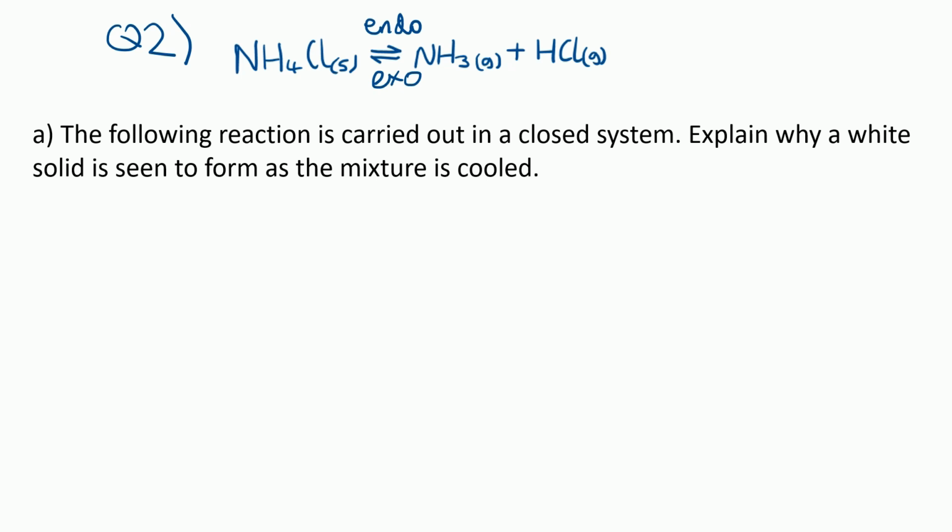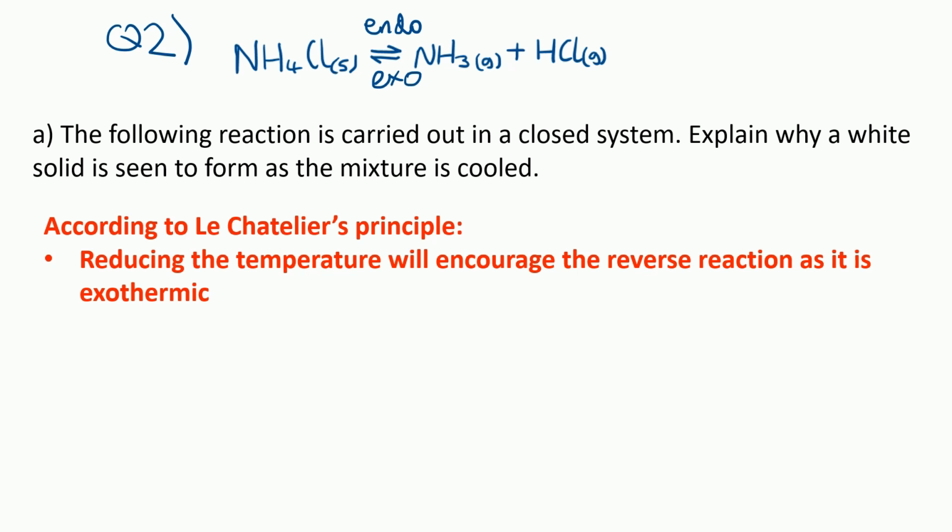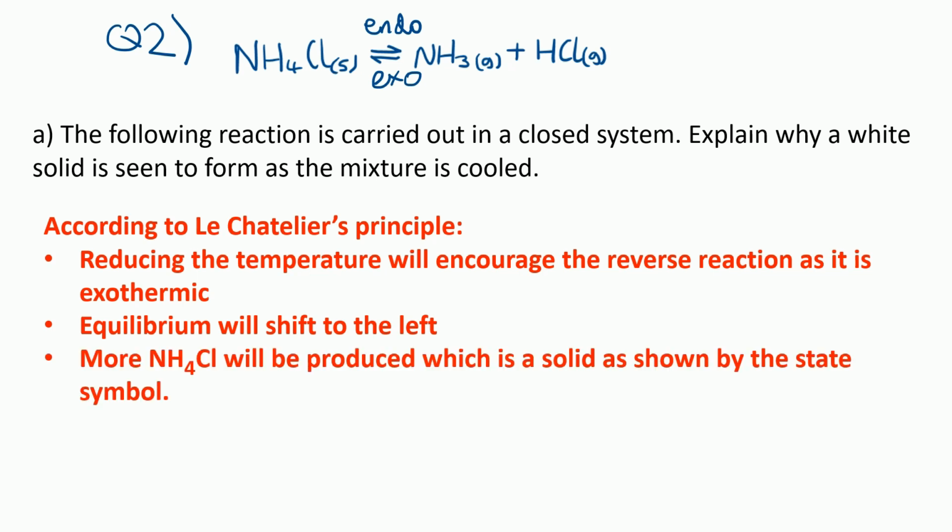So all we're really going to do is talk about the changes that will happen as we decrease the temperature. So according to Le Chatelier's principle, reducing the temperature will encourage the reverse reaction as that's the exothermic reaction, and we know that exothermic reactions warm things up. That means the equilibrium will shift to the left, so more ammonium chloride will be produced, which is a solid, and we can tell that's a solid because it's shown by the state symbol, the little s in brackets after it.